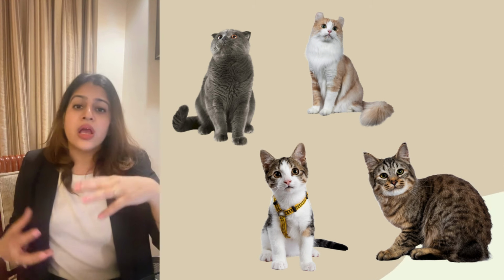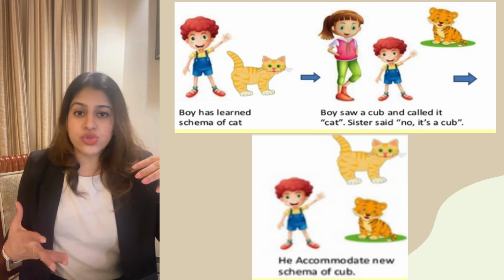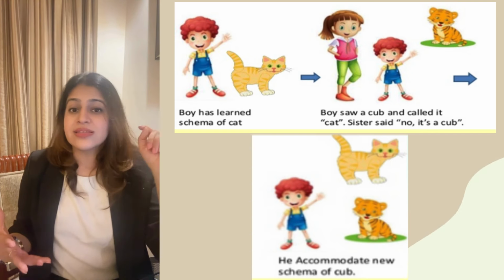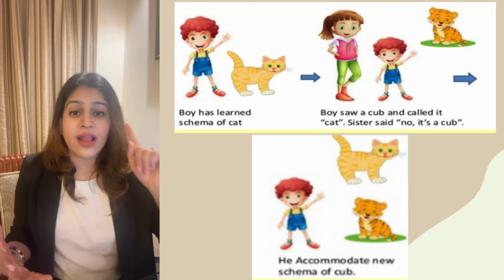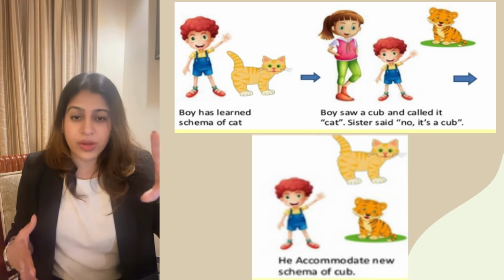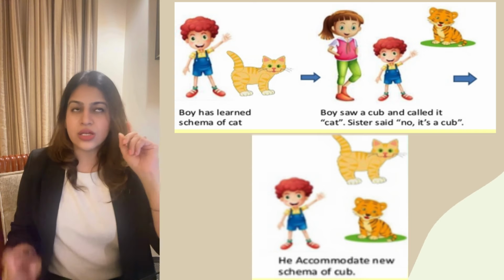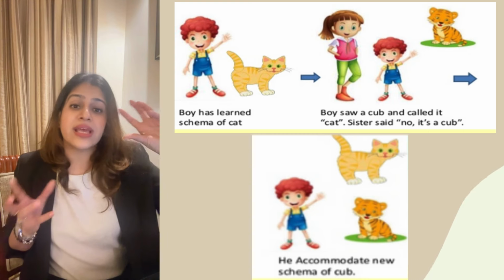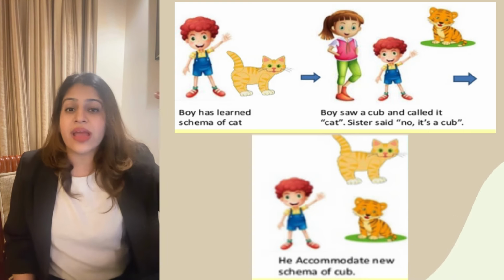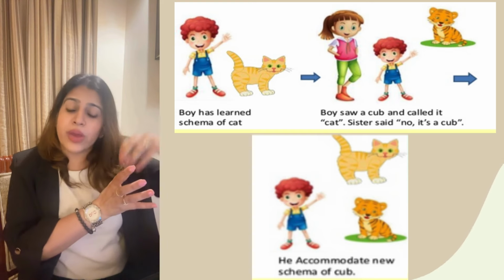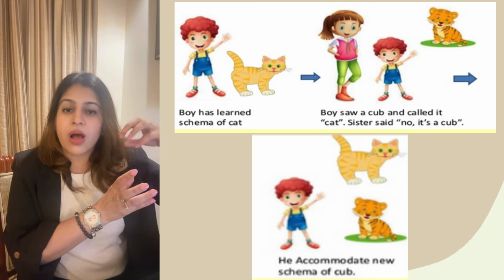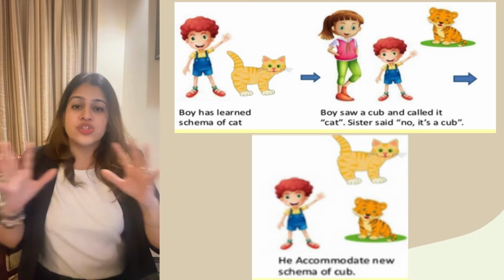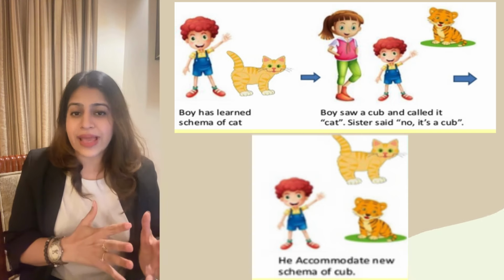That is assimilation. Now let's say this small kid goes to a jungle or a zoo and there he sees a cub or a lion or a tiger. He says, look, cat, cat, cat. And the sister says, no, this is not a cat. This is a lion, or this is a tiger, or a cub. It is different from a cat. Now he understands that this is a cub, not a cat. He has done the accommodation. He has made another category altogether where he can fit all the tigers, cubs or lions, which is different from the cat schema. So this later adjustment is called accommodation.